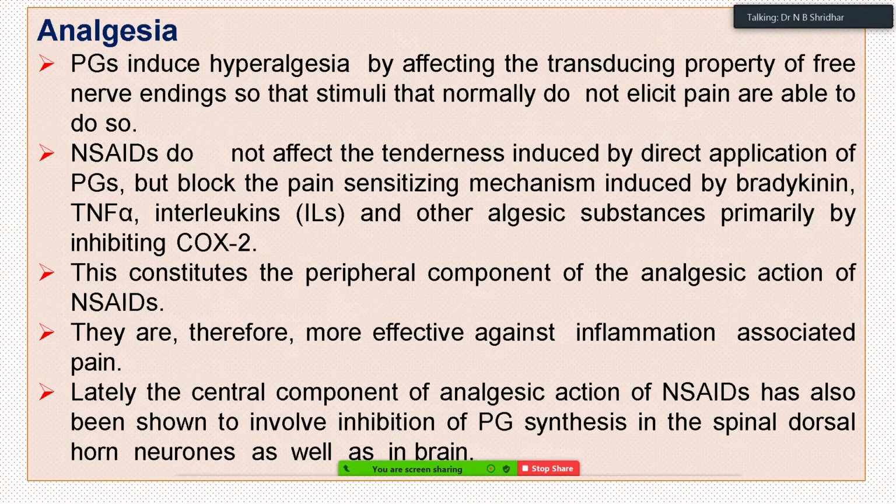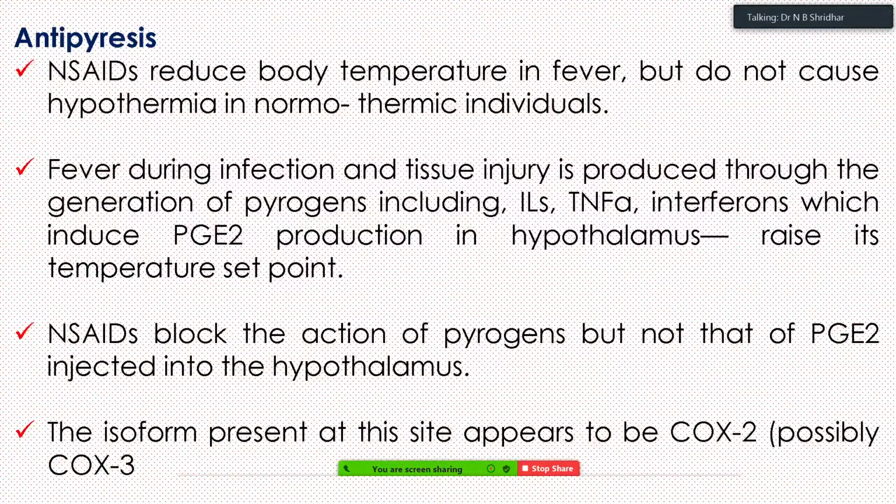Some of the central components of the analgesic action of NSAIDs have also been shown to involve inhibition of PG synthesis in spinal dorsal horn neurons as well as in the brain. So, they are also inhibiting the cyclooxygenase pathway or some other unknown pathway which is going to inhibit PG synthesis and reduce the pain.